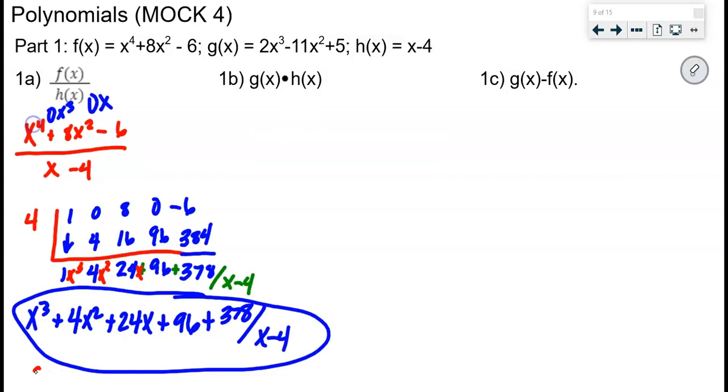Boom. Okay, so the next one's multiplication. So I'm going to use the box. Okay, so I'm going to put my 2x to the third, a negative 11x squared, and a 5 over there.